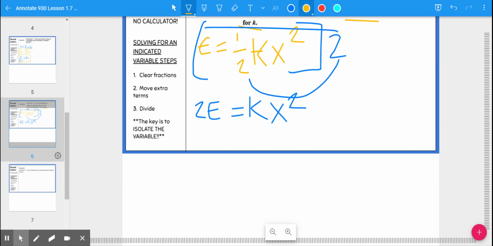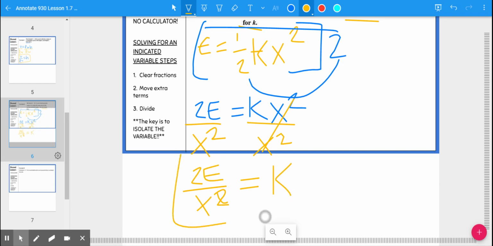Now, how do I undo multiplication? I divide. So I'm going to divide by x squared on both sides, so I can then just have the K by itself. So now I'm left with 2E over x squared is equal to K. And I have isolated my variable, so this would be my final answer. Again, I am just rewriting or rearranging their original formula to solve for K.